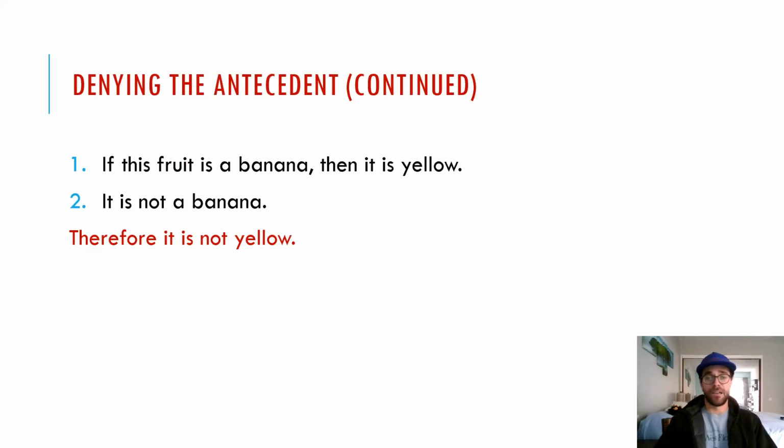Here is an example of that. If this fruit is a banana, then it is yellow. It is not a banana, therefore it is not yellow. But of course, there are other yellow things in the world, so we can't conclude that it's not yellow.